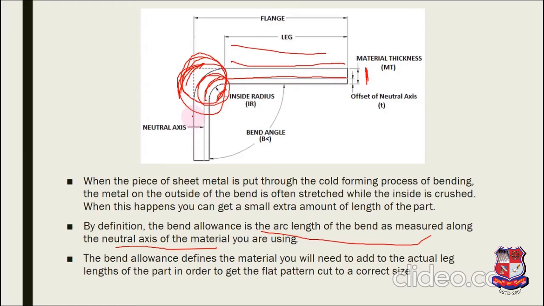Again I am repeating: when we are bending the sheet metal, the outer portion will be stretched and the inner portion will be crushed. That bent portion is considered as bending allowance on the neutral axis length. You need to take this much amount of material extra, so that the final material gets the correct length. That is bending allowance.